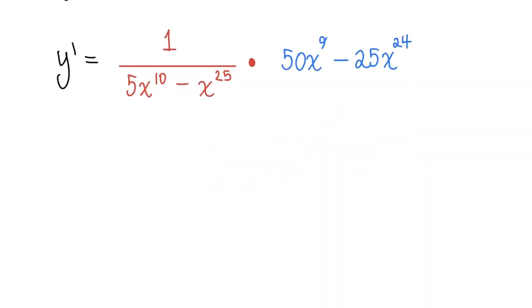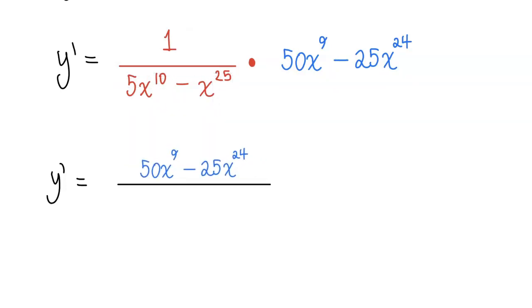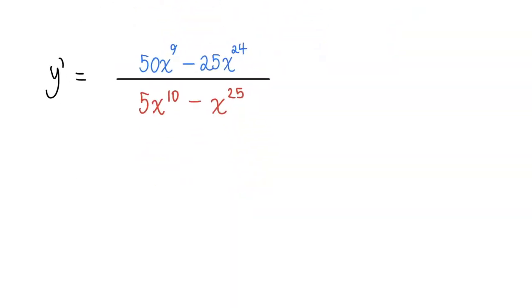Okay, so I took the derivative of that blue underlined part, and now we just have to simplify this answer. Y prime equals, I'm going to move that blue chunk to the top of the fraction, and in the bottom of the fraction we have this term right there. Let's see if we can simplify any greatest common factor of x. In the numerator, I can factor out 25x to the 9th power. Why? Because the first one has x to the 9th power, the second one has x to the 24th power, so we go with the least common multiple of x to the 9th power.